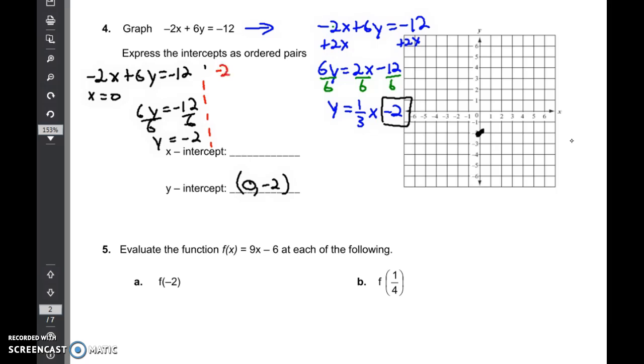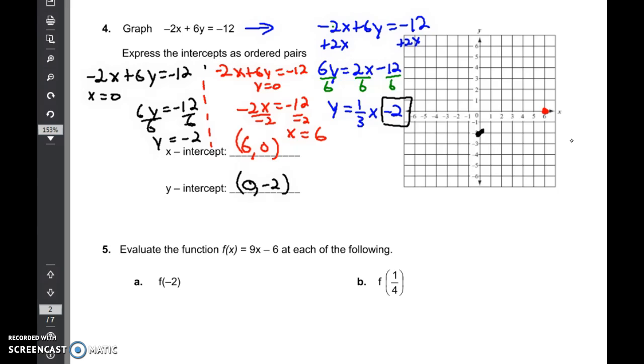If I have -2x plus 6y equals -12, and I say y is 0, then I'm left with -2x equals -12, divide, and x equals 6, which is the point (6, 0), which is over here on the x-axis. Again, you can pause at any time.